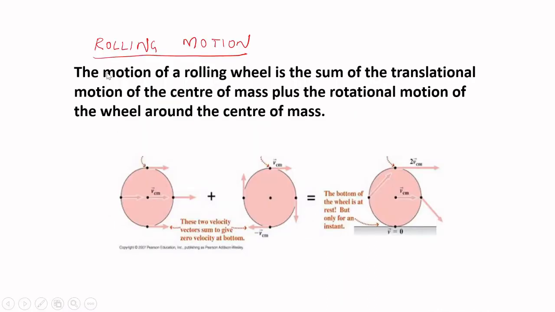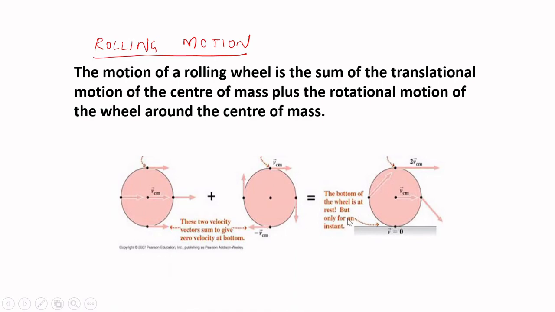Now we will learn rolling motion in brief. Rolling motion is a kind of motion in which there is rotation and linear motion. It's a mix of rotational motion and translational motion. So the motion of a rolling wheel, if you take, is the sum of the translational motion of the center of mass plus the rotational motion of the wheel around the center of mass. You can see in this figure, two velocity vectors here will give a zero velocity at the bottom.